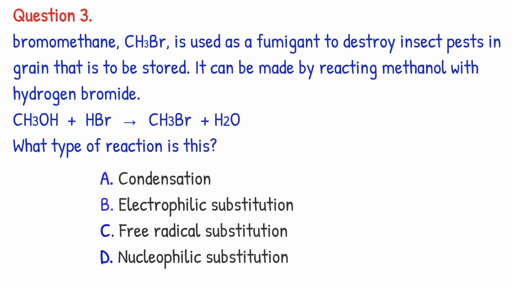Question 3. Bromomethane is used as a fumigant to destroy insect pests in grain that is to be stored. It can be made by reacting methanol with hydrogen bromide. What type of reaction is this? The correct answer is D.